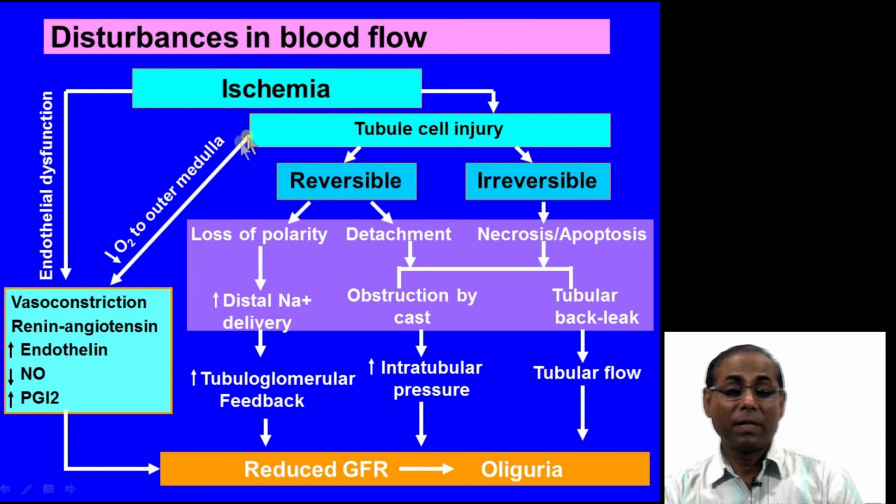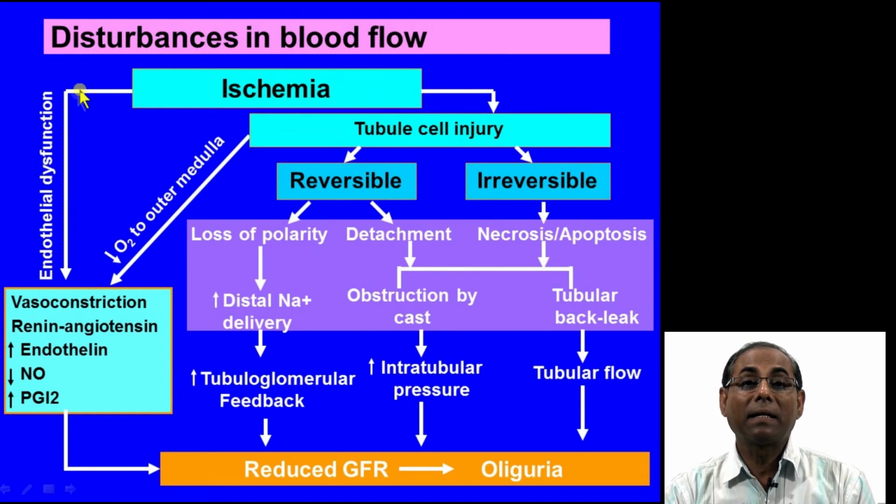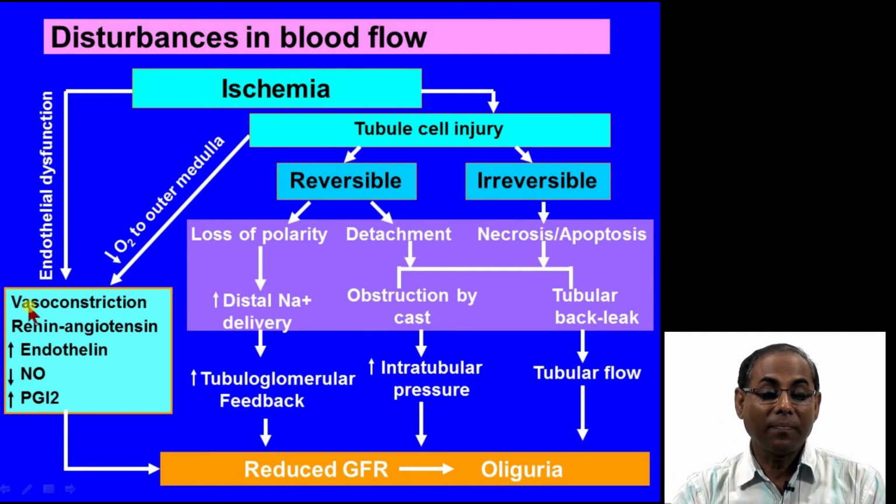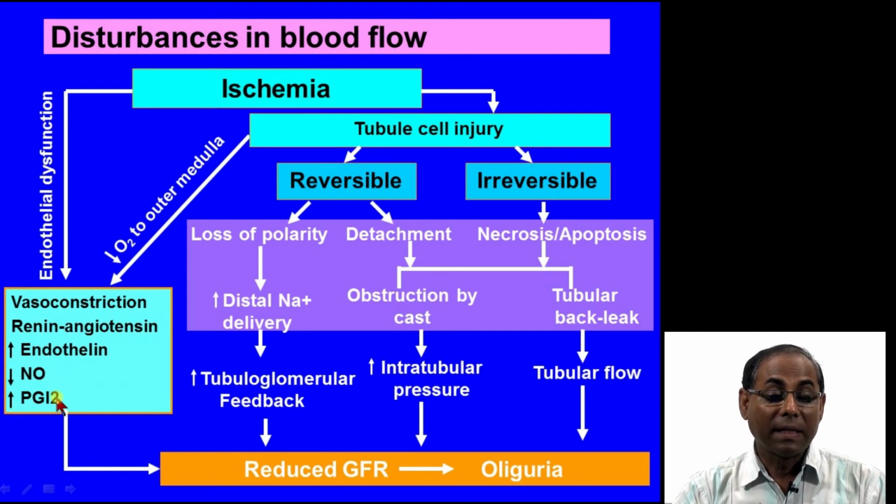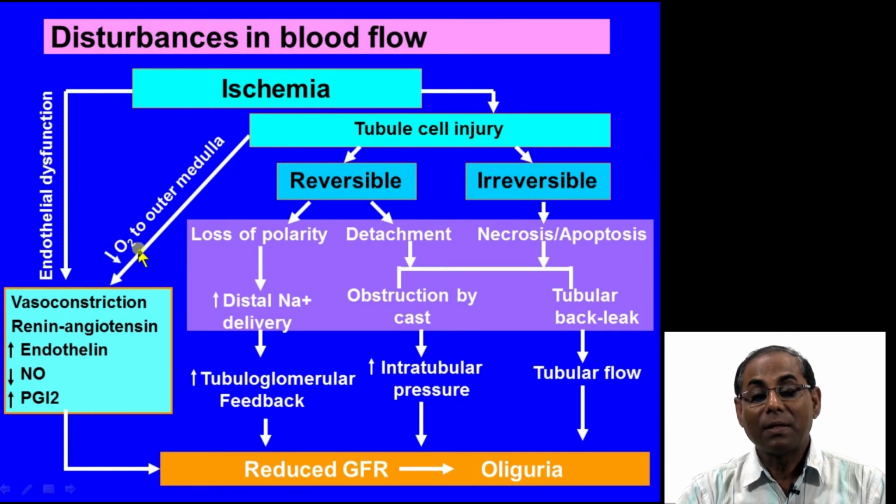Now, this diagram gives you a more interconnected mechanism of what happens in ischemia. In case of ischemia, obviously there is endothelial dysfunction, there will be more vasoconstriction, and the renin-angiotensin system becomes more activated, resulting in increased endothelin, decreased nitric oxide and increased prostaglandin I2. Ischemia also causes tubular cell injury, and the tubular cell injury further decreases oxygen perfusion to the outer medulla, which gives rise to more vasoconstriction.